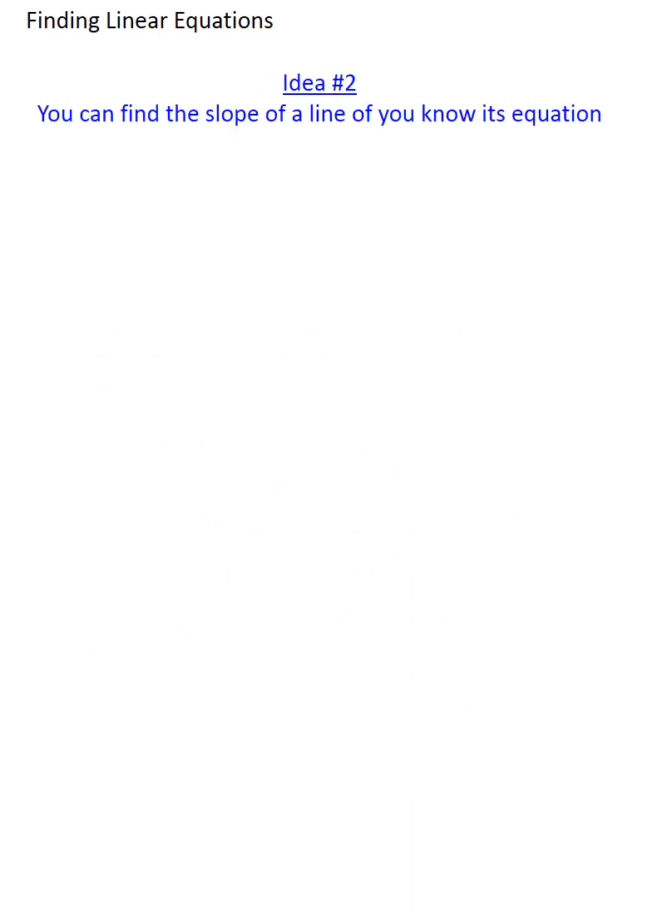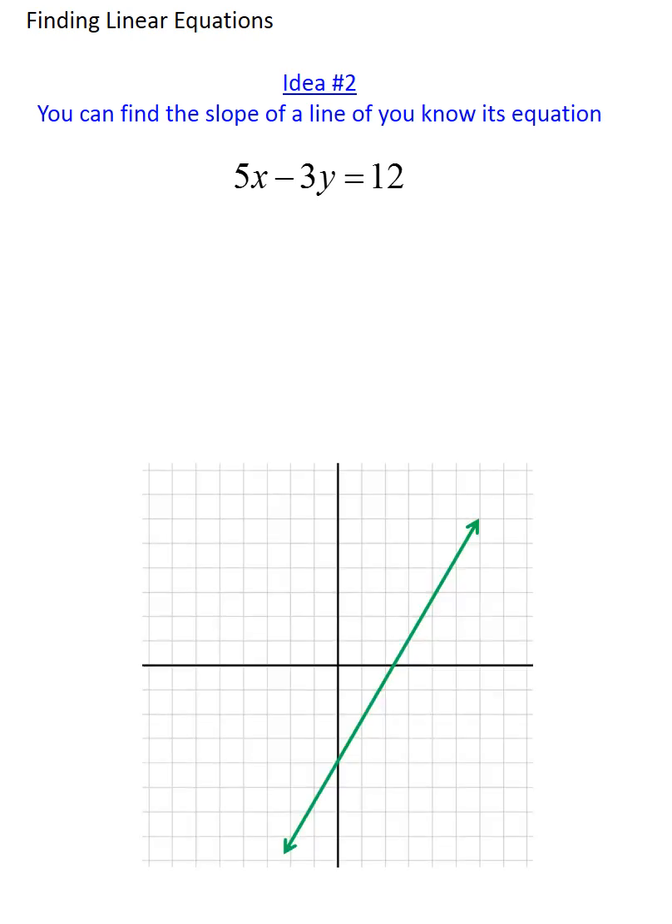Here's the second idea that I need to develop before we can do an actual example of finding a linear equation. It turns out you can find the slope of a line if you know its equation. For example, let's look at this. Now, if I wanted to know the slope of this line, I could go to all the trouble of graphing it and use some kind of physical properties of the steepness to determine the slope. And that wouldn't be wrong. But there's a better way to find the slope of a line if you know the equation. You can basically use pure algebra.